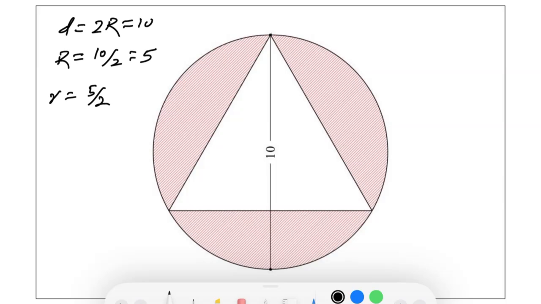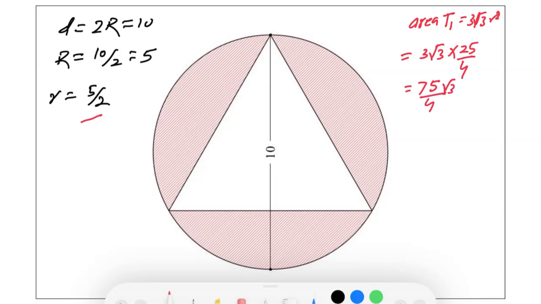So, area T1 or triangle is equals to 3 root 3 times of r square. So therefore this becomes 3 root 3 multiplied with 25 by 4 from here. Okay. You can further multiply it. So therefore it becomes 75 by 4 multiplied with root 3.